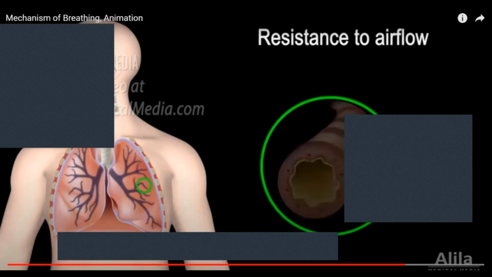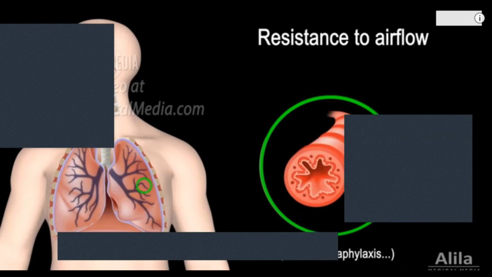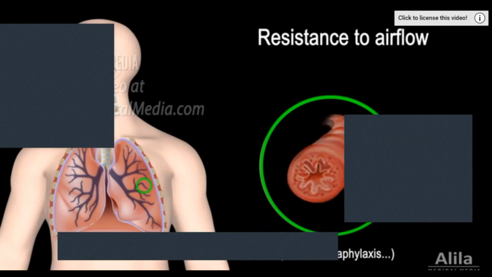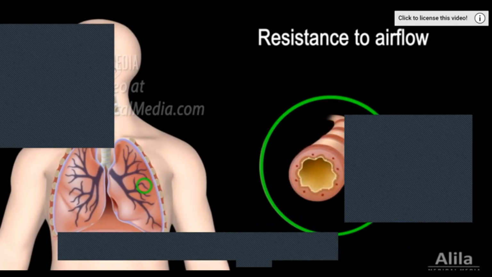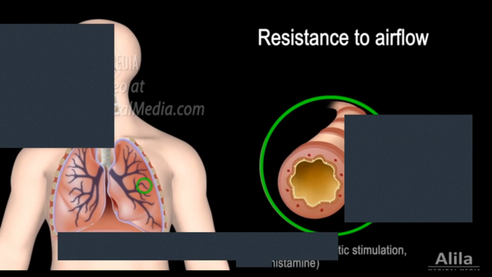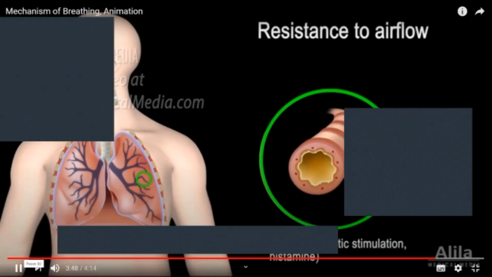Diseases that narrow the airways, such as asthma, increase resistance, making it harder to breathe. The airways may also dilate or constrict in response to various factors. For example, parasympathetic stimulation and histamine typically narrow the bronchioles, increasing resistance.